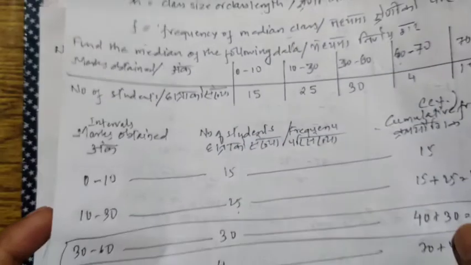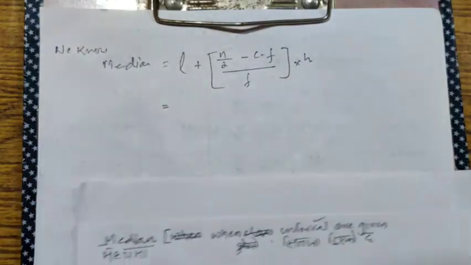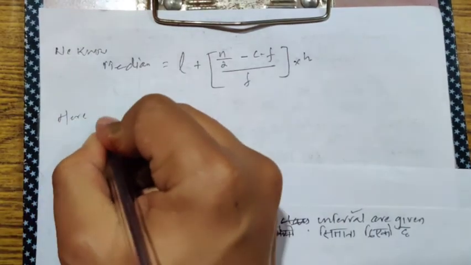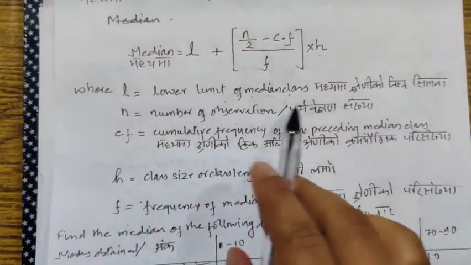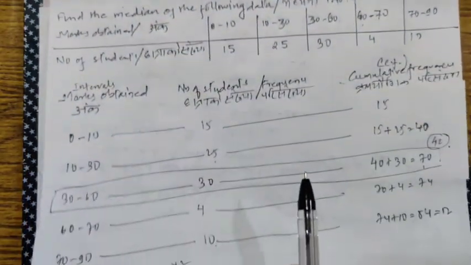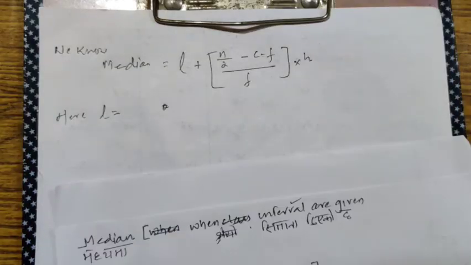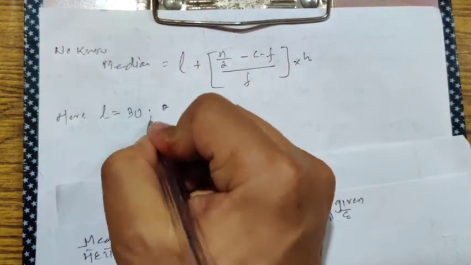So let's go back to our situation. Let's go back to L. What's our L? Here L is the lower limit of median class. Do you remember? L is the lower limit of median class. So what is a median class? This is a median class. So what's the lower limit? 30. So the value of L is 30.